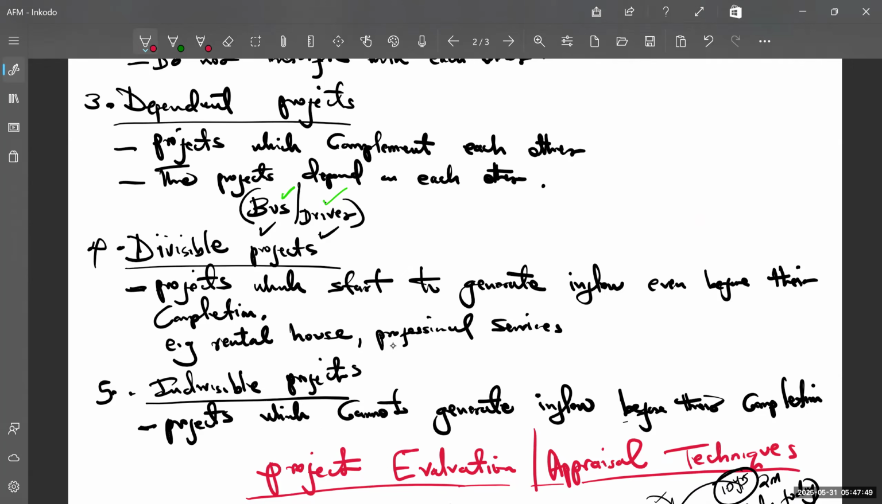Now, what is the opposite of that type of project? That gives us number 5, which is indivisible. Now, when they cannot be divided, they cannot give you returns before you complete them. That is the opposite of the one in number 4, which we've just discussed. So these are projects that do not generate inflow before they are complete. So I think that is very, very clear to understand.